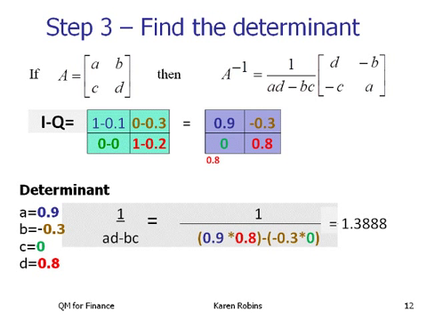We can now find the determinant factor, which is 1 over AD minus BC. So we're just going to calculate that little bit first. Here we have 1 over AD minus BC: 1 divided by A, which is 0.9, times D, which is 0.8, minus B, minus 0.3, times C, which is 0. And if we calculate that, we get 1.3888.